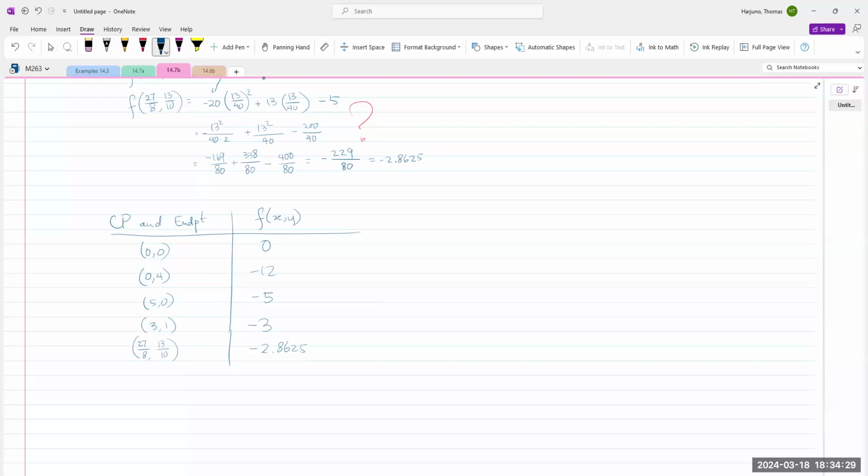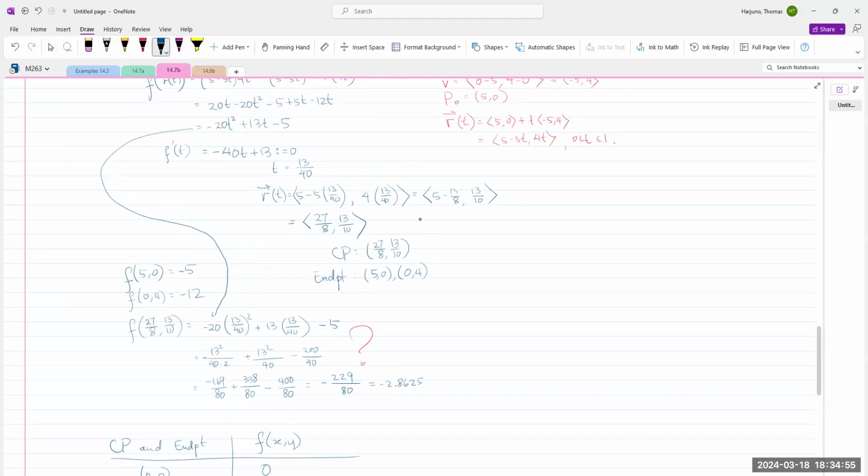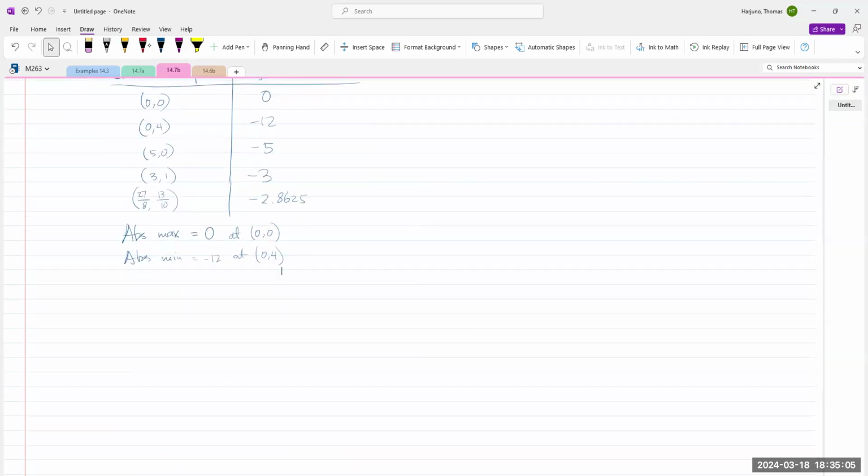So from here we see absolute maximum equals to 0 at 0, 0. That's absolute maximum. Absolute minimum is negative 12 at 0, 4. Okay. I don't know if I make any miscomputations, but the technique is basically like that. I did not use calculator for this, so please check my work. Next example.